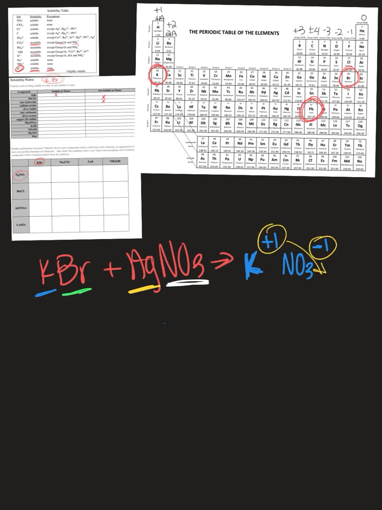Now, if I'm crossing and dropping 1s, do I have to write those 1s in the final compound, or can I just leave them be? Like, do I have to write K1NO3 1, or can I just write KNO3? You can just write it. Correct. I can just write KNO3. Okay. Now, the next compound has silver, which is Ag.